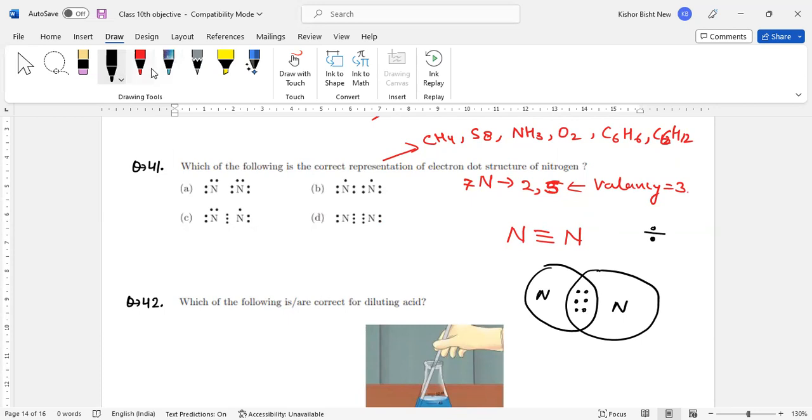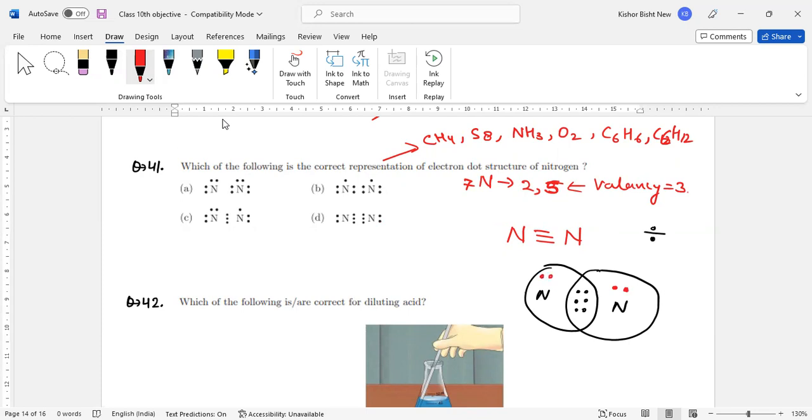So you know that by the octet rule, each atom wants to complete its octet and requires 8 electrons. So how many electrons does this nitrogen require? 6 it has, and 2 more electrons. This other nitrogen is also the same. Okay, so which one is the correct answer?